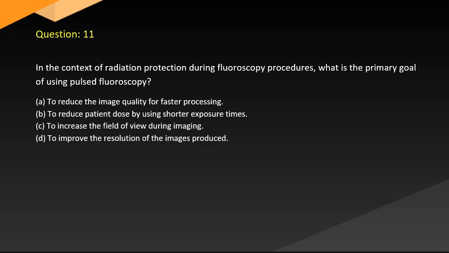Question 11. In the context of radiation protection during fluoroscopy procedures, what is the primary goal of using pulsed fluoroscopy? A. To reduce the image quality for faster processing. B. To reduce patient dose by using shorter exposure times. C. To increase the field of view during imaging. D. To improve the resolution of the images produced.